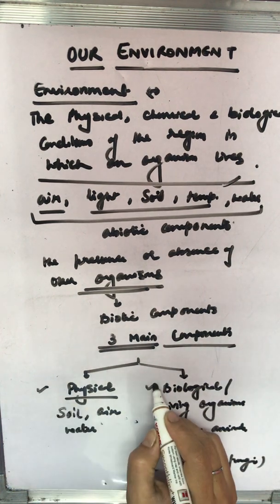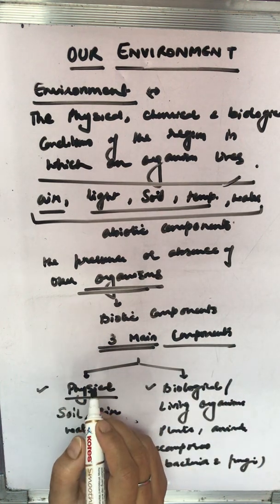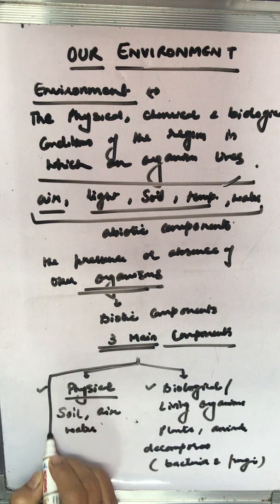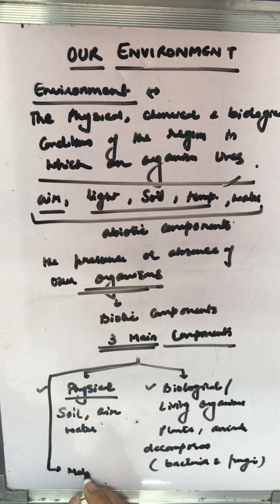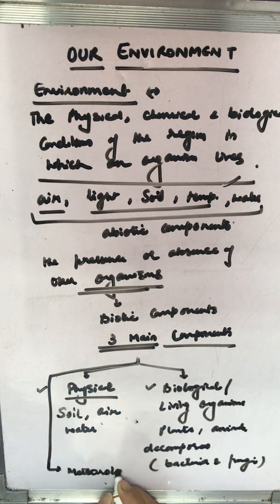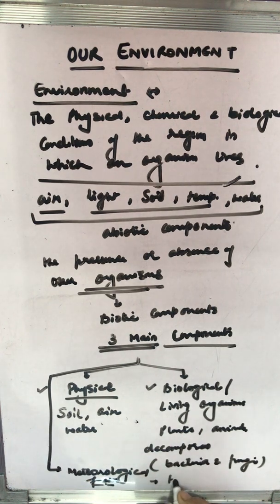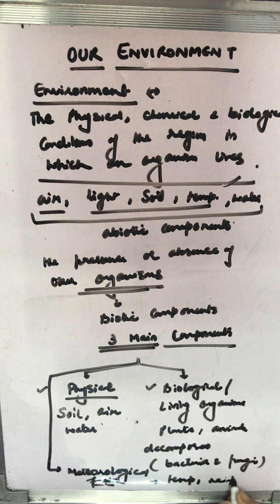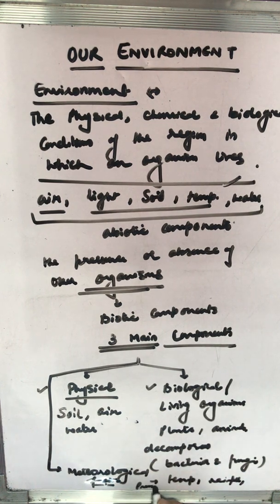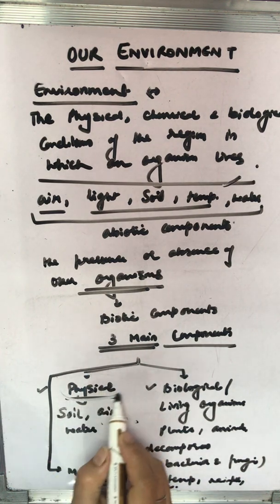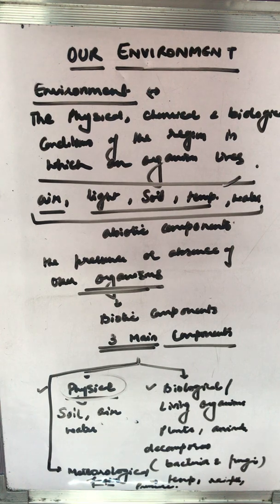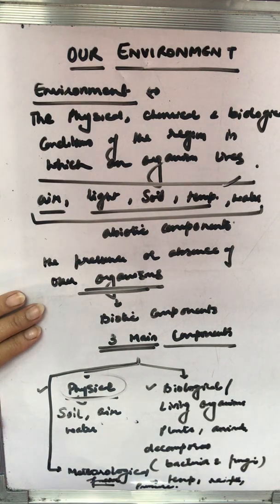Okay, first one, second one, and what is the third one? The third one is the meteorological factors. These are climatic factors. When we talk about temperature, rainfall, humidity, pressure, wind speed, all these are meteorological factors. We can take it as a part of the physical factors as well. Alright, now coming to what is a physical environment and how it is going to affect us.